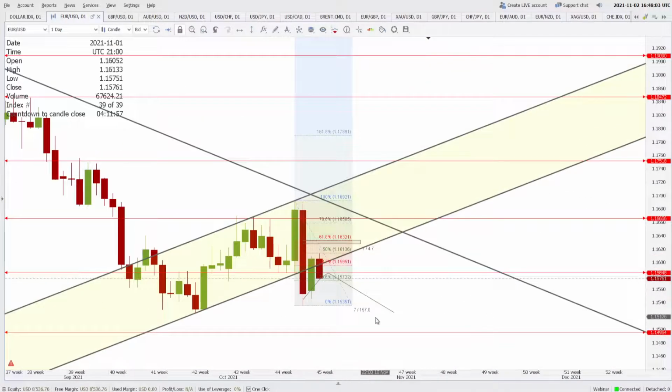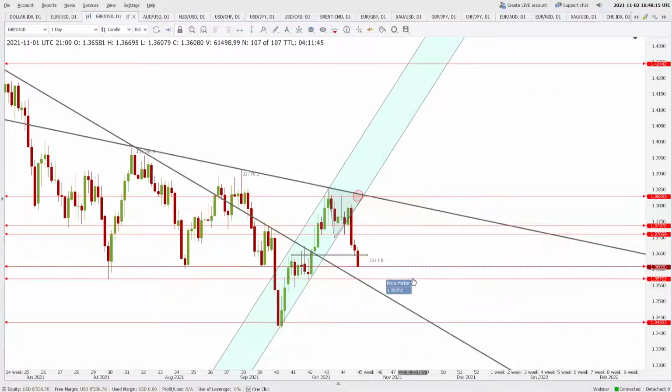So now what? Still 1.1495 is what we are expecting as a support here in this market, and 1.1584, we expect this level to act as a resistance in the coming time for the euro dollar. For the pound, it is already at the support of 1.3609, which we had marked on the chart.